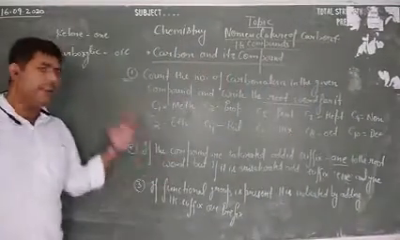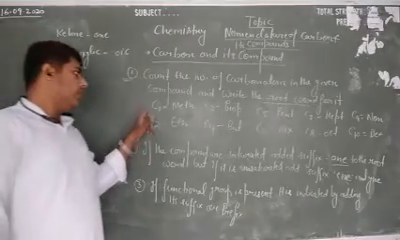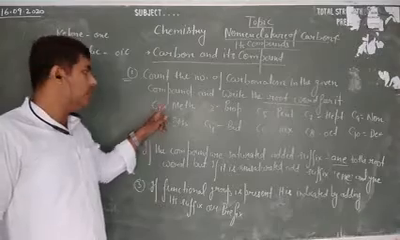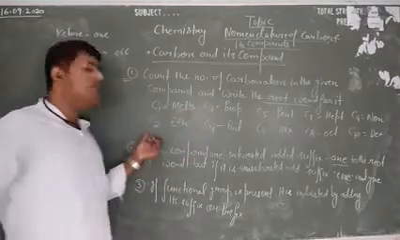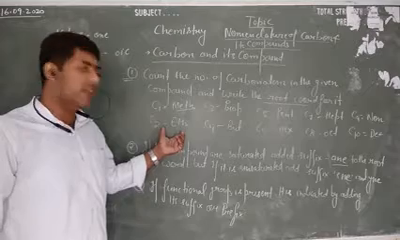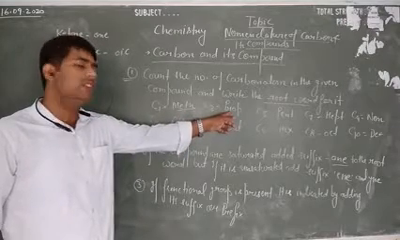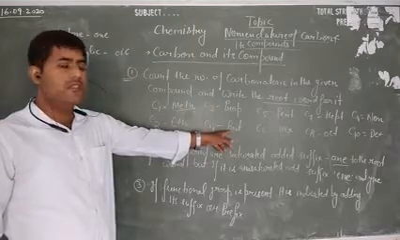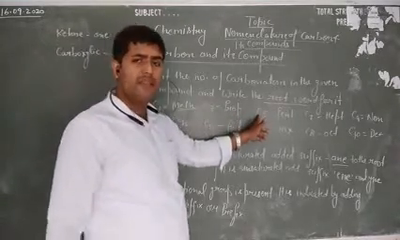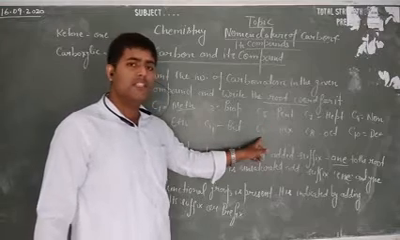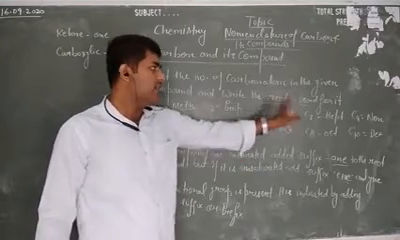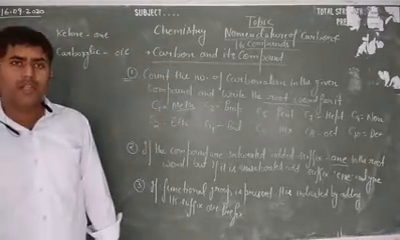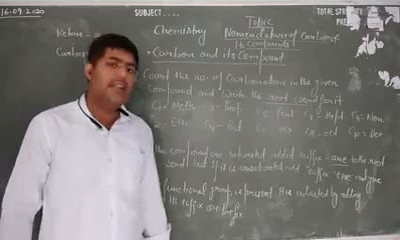Again, I am telling you, my dear, what is the root word? When one carbon is present, we use meth. When two carbons are present, we use eth. When three carbons are present, it is called prop. When four carbons are present, we use but. When five are present, we use pent. When six are present, we use hex. When seven are present, we use hept. When eight are present, we use oct. Nine, non, and ten, dec.